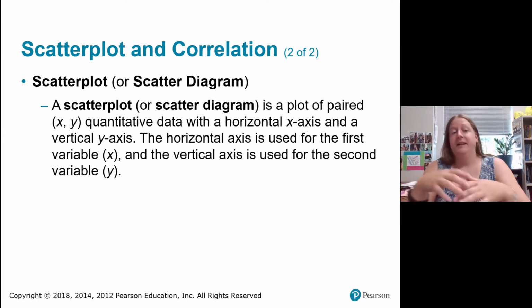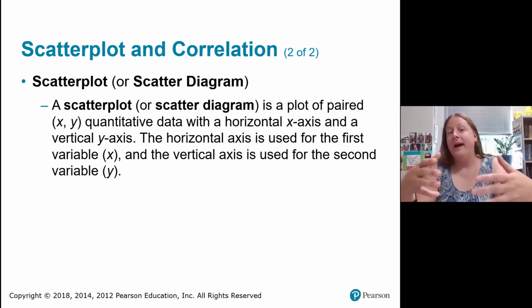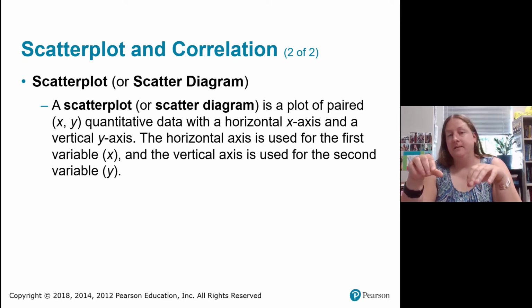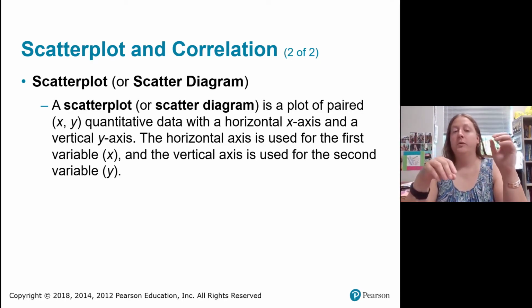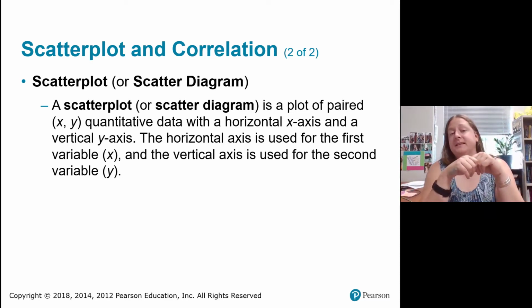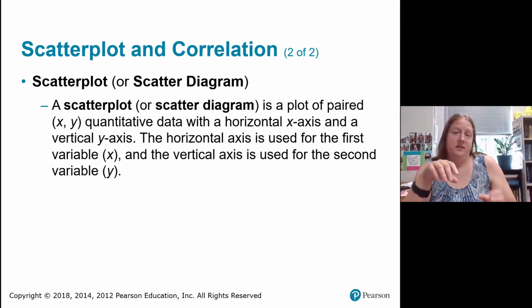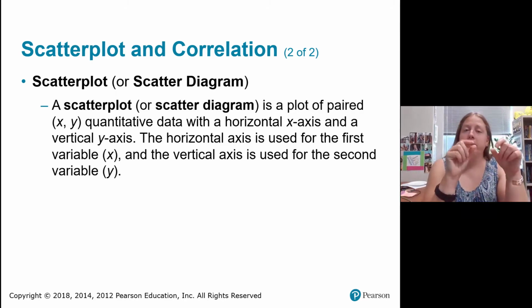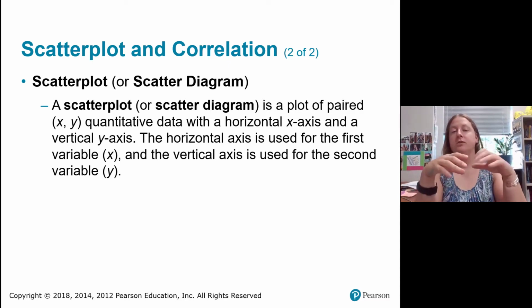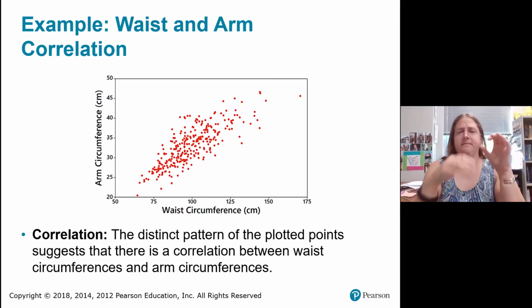A scatter plot comes into play by giving us the graph of this paired data. So if we have paired quantitative data, then we can use an x and a y-axis to plot that data. We have one set of quantitative data that'll be shown on the x-axis and one set of quantitative data that'll be shown on the y-axis. And each point is going to be some related pair. So let's look at an example of this.